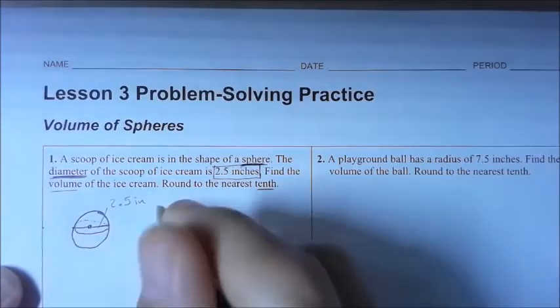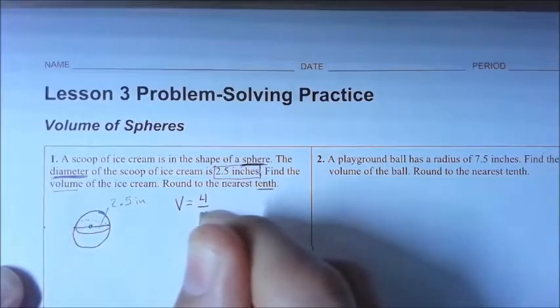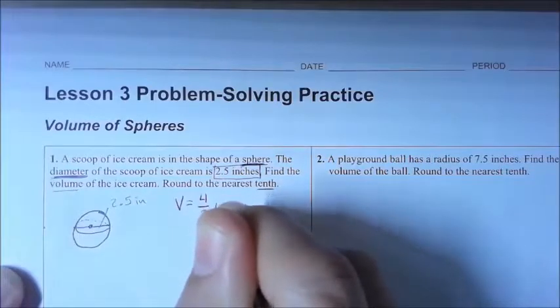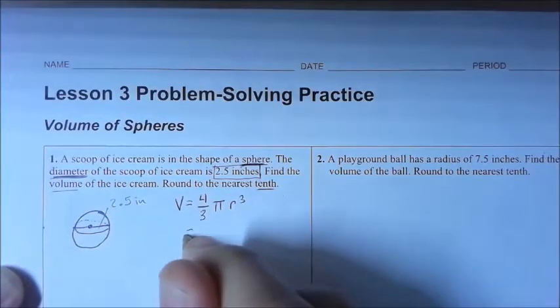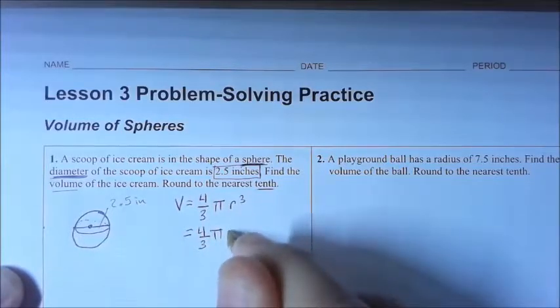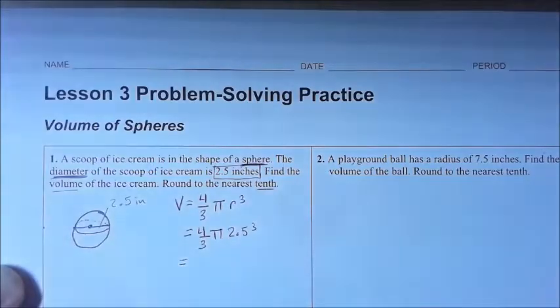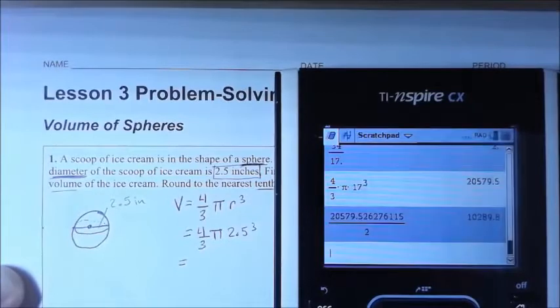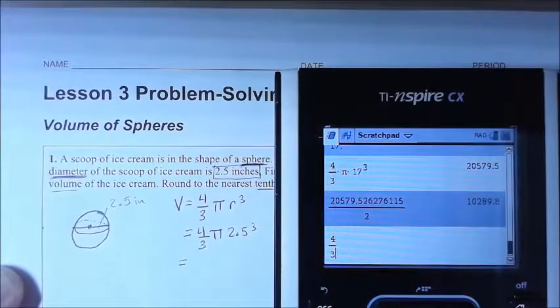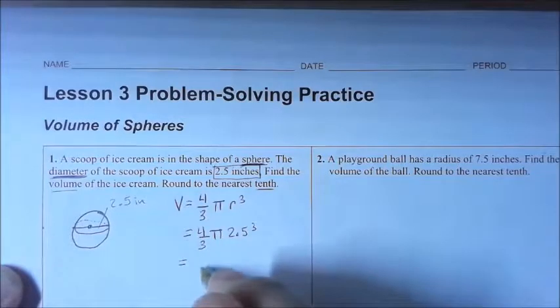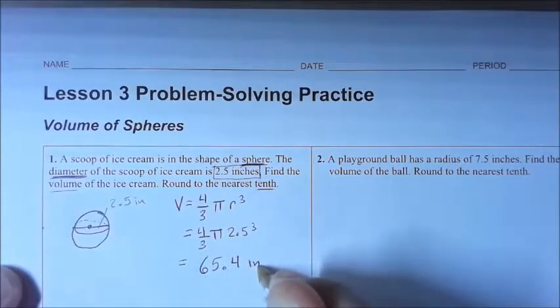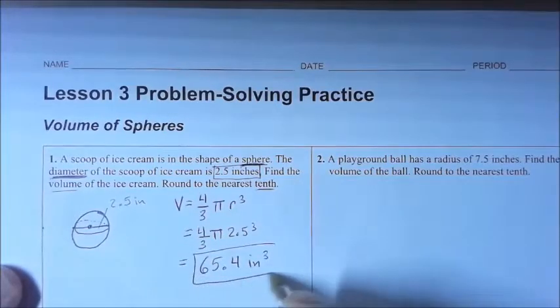Now find the volume of the ice cream. Well, let's use our volume formula. It's a sphere. Volume is equal to 4 over 3 times pi times r cubed. And then we need to round it to the nearest tenth. So let's plug in our numbers. We've got 4/3 times pi times 2.5 cubed. And that's going to give me, let's see what we come up with, 65.4. Because remember, if we have 4 or less, let it rest. So we have 65.4 inches cubed. So there's our answer.